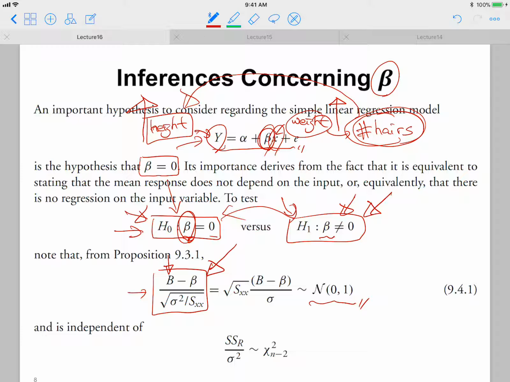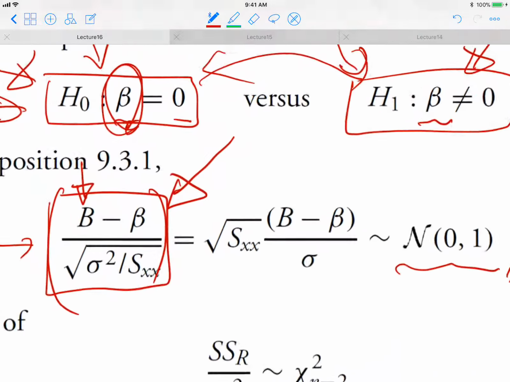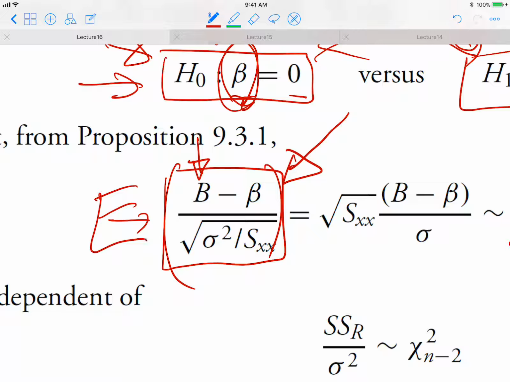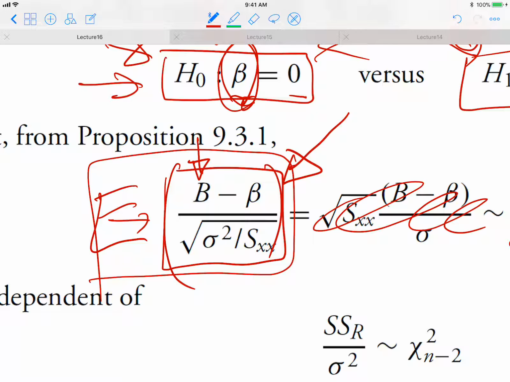First of all, let me ask this question. Suppose we have this statistic, and let's consider its expectation value. Let's just ignore this part, okay? And then, what is the expectation of this? What is the expectation of this? It is 0. And why?